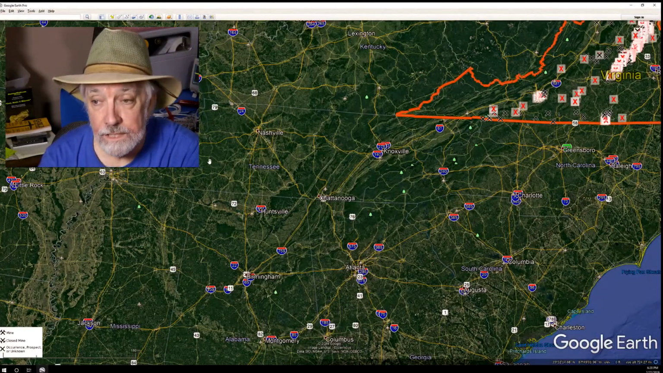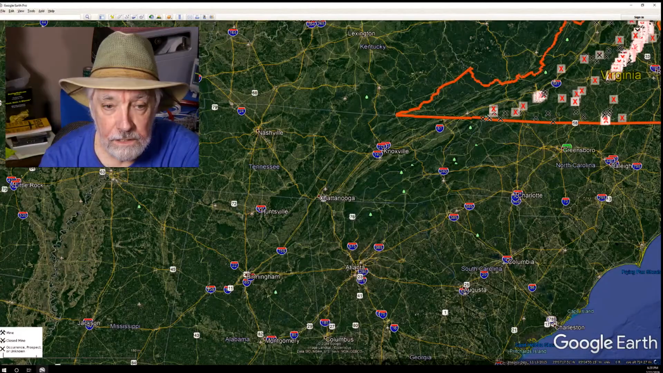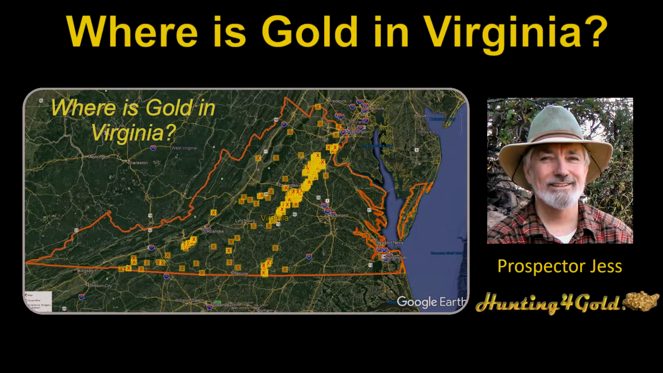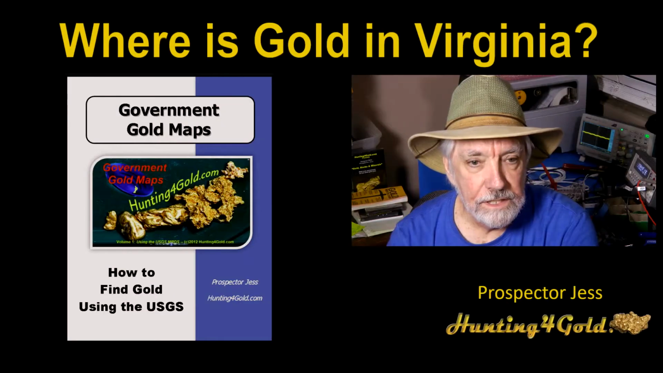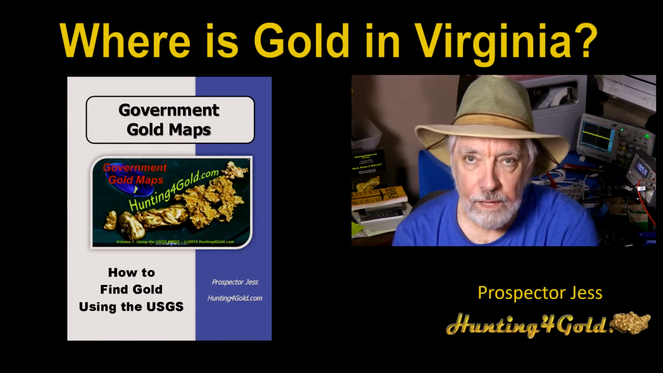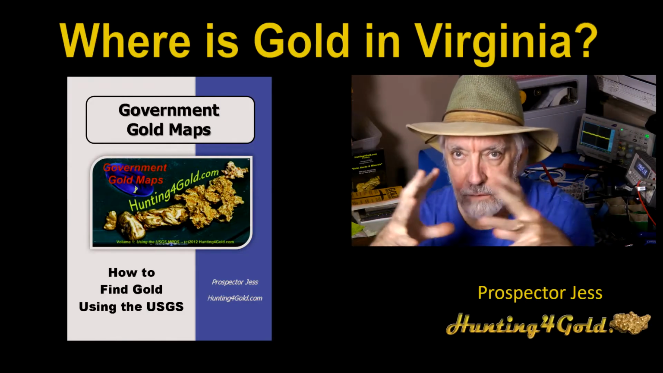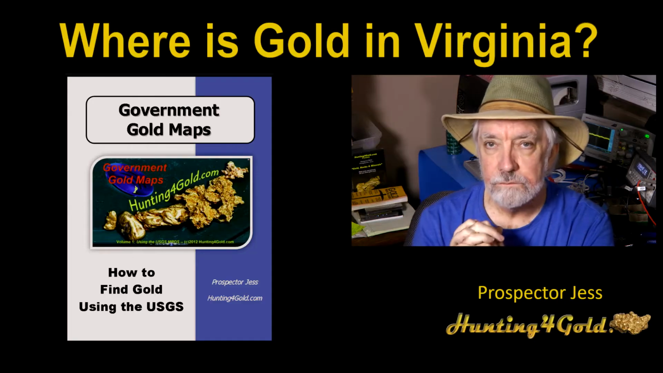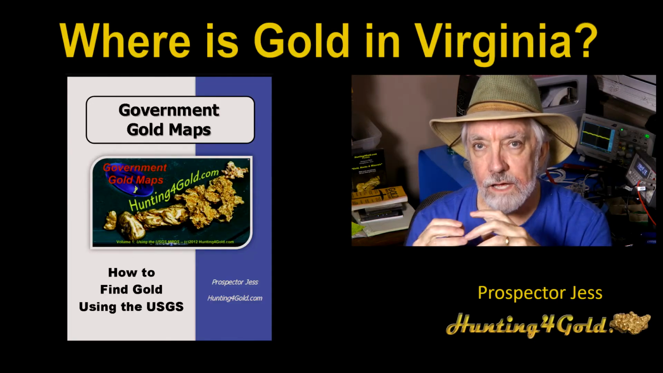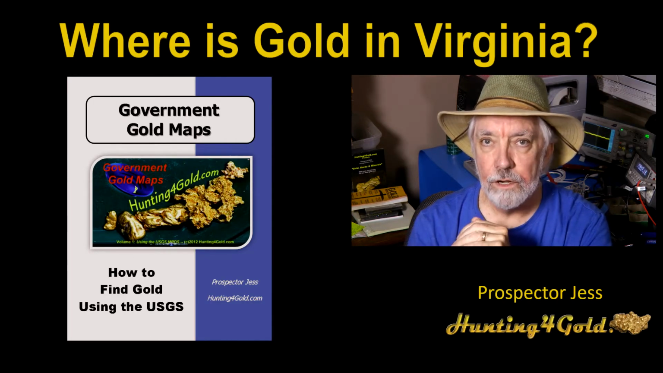And that's it for tonight. Good prospecting, and I just wanted to touch base with you. Tonight's topic was looking at where the gold is in Virginia, and specifically how to use the government gold maps report that I have in the USGS MRDS to integrate with Google Earth and produce your own custom maps. So that's what we're all about, and that's one more pointer for Virginia.